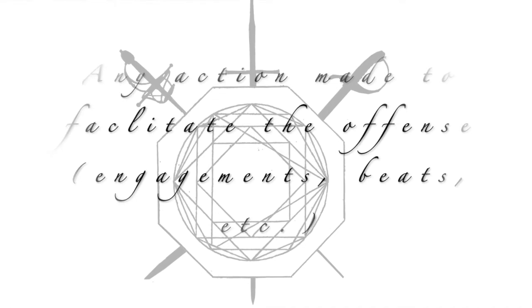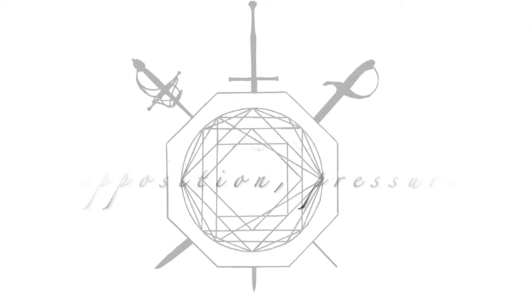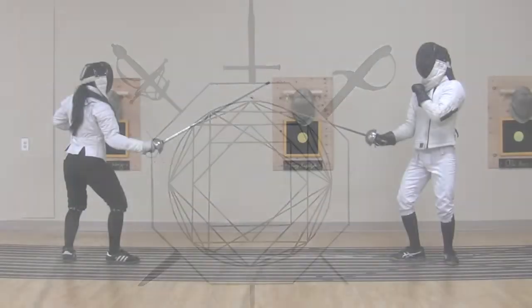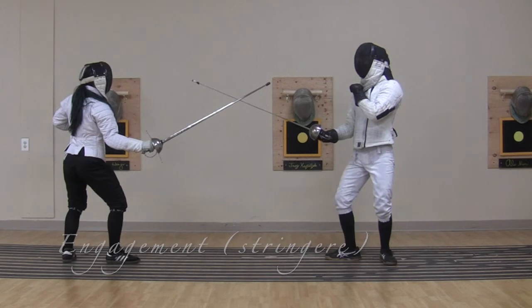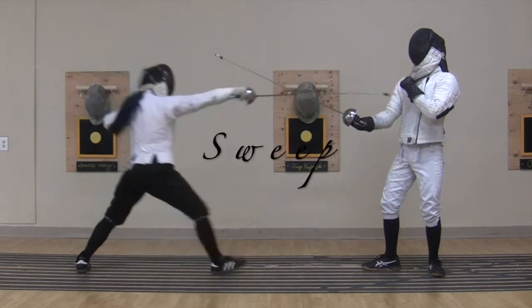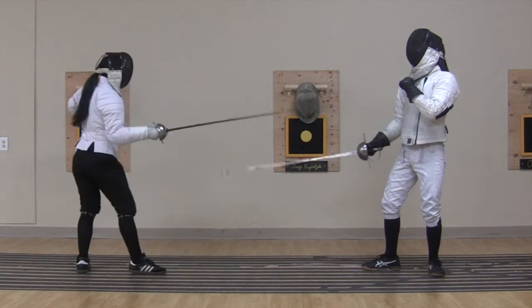2.2.6, Preparatory actions. This is any action made to facilitate the offense, like an engagement or a beat, etc. 2.2.7, Engagement, opposition, and pressure. Engagement, or stringere, is the basic preparatory action. You reach forward to cover the opponent's blade so that they can't attack you without going around your own blade. A sweep is a circular action, seeking the adversary's blade on the inside or the outside to give them a tempo in which to make a disengagement.